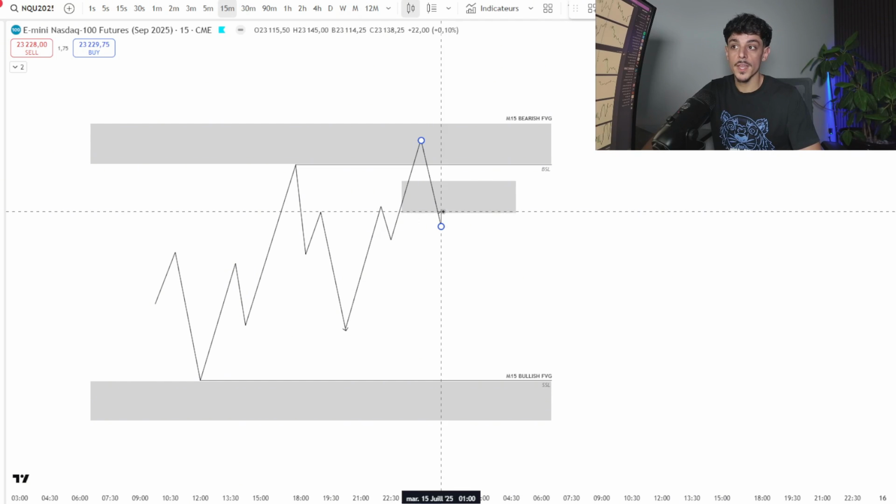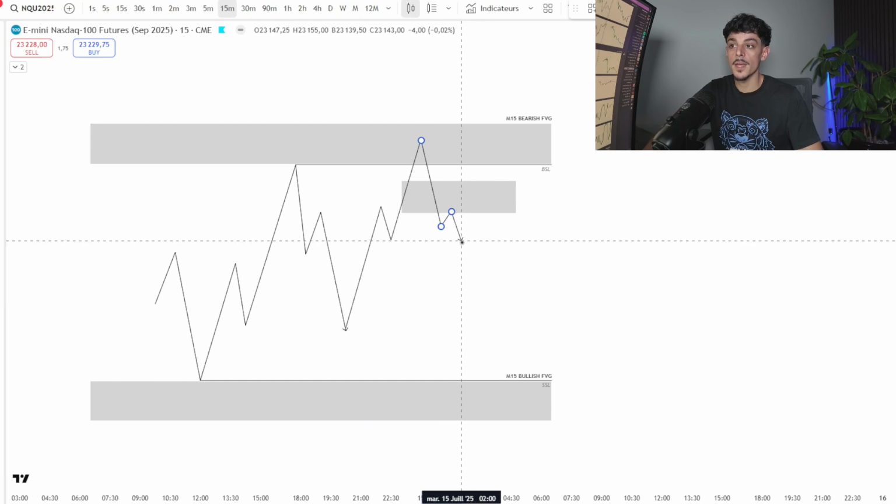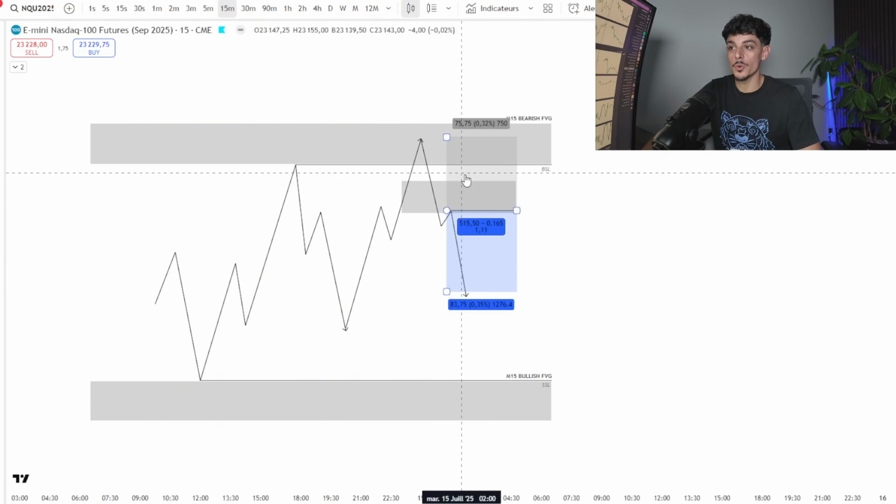So you go short at the close inside this inversion fair value gap and you write it down for a 1-to-1 risk to reward ratio. This right here is exactly what your trade should look like.